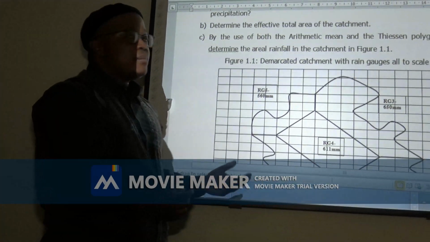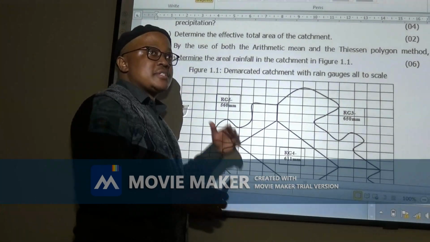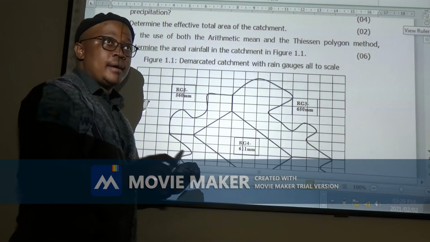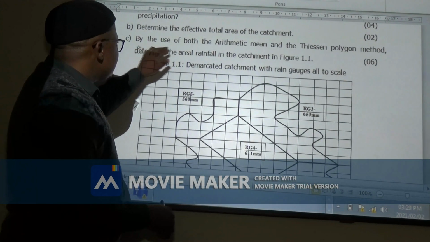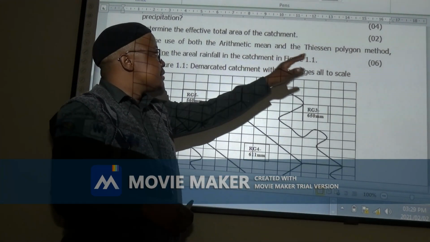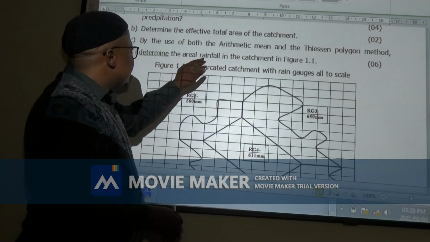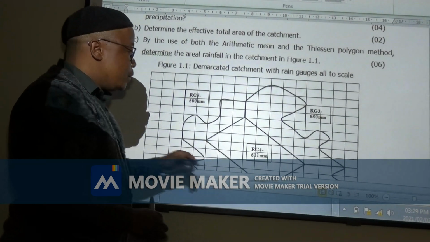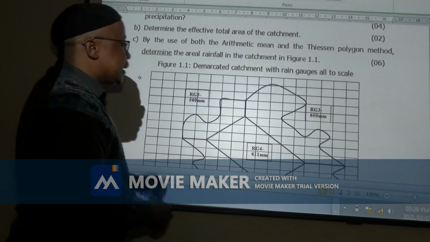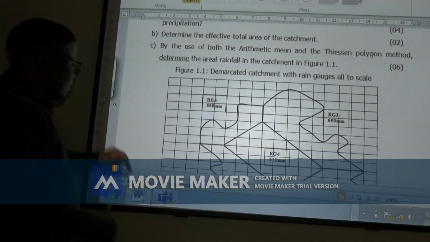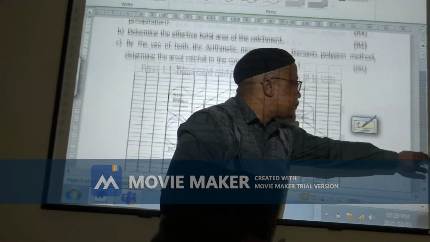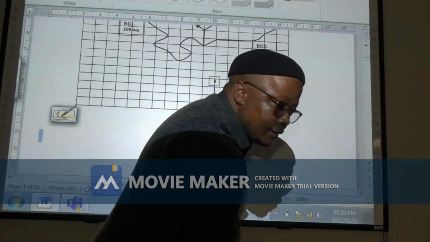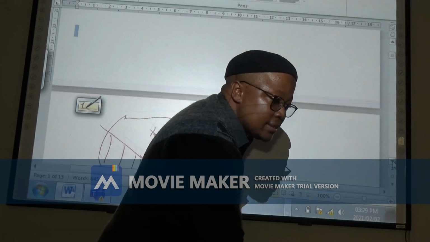Now, when they want you to determine the effective total area of the catchment, it's because they want to see how we are going to measure the precipitation versus the area of impact. As well as they say by the use of both arithmetic mean and Theisen polygon method, determine the aerial rainfall in the catchment of this same figure. So now we are going to go through a situation by which it can assist us to determine what is required. Alright, now let's go down to the next page so that we can start the calculation.